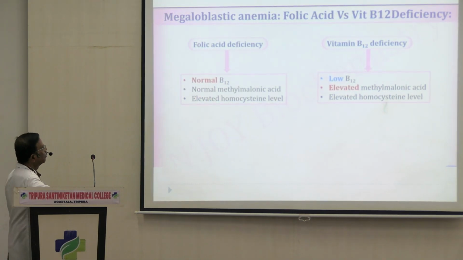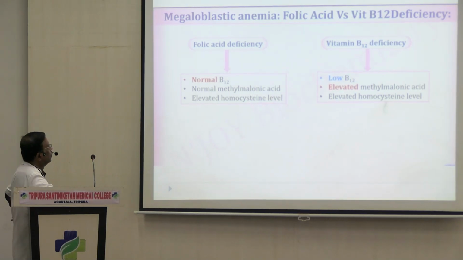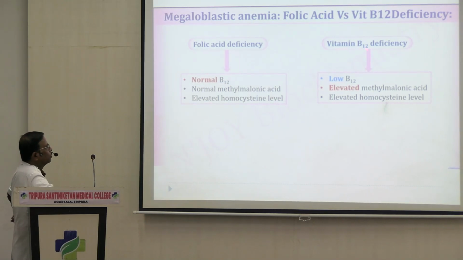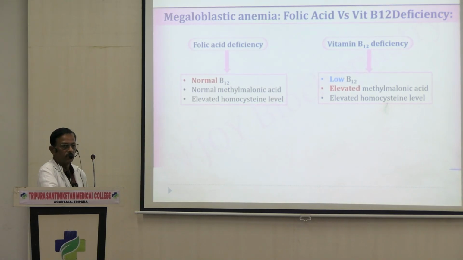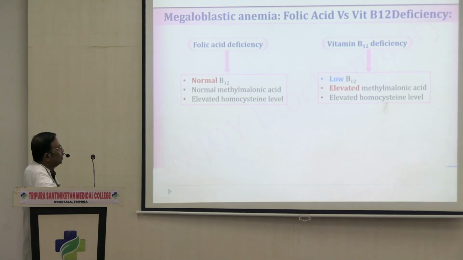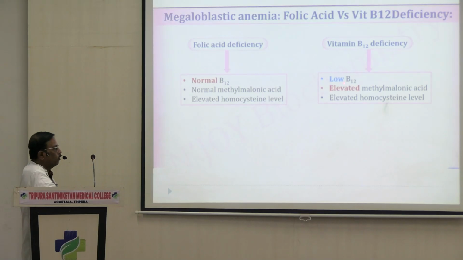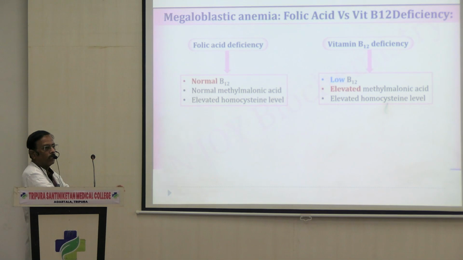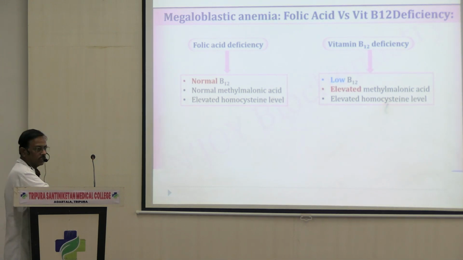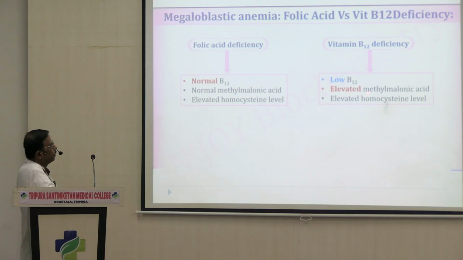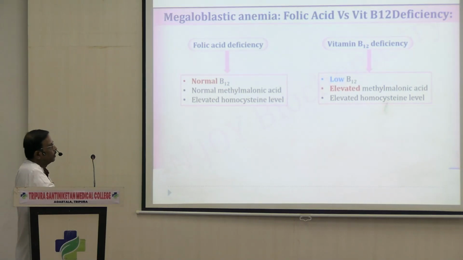Now, how do we differentiate anemia due to folic acid deficiency and anemia due to vitamin B12 deficiency? We have to differentiate. In case of folic acid deficiency, there will be normal B12. In case of vitamin B12 deficiency, there will be low B12. So, in folic acid deficiency, we estimate vitamin B12. If it is normal, then deficiency of folic acid is there. Normal methylmalonic acid in case of folic acid deficiency, and elevated methylmalonic acid in case of vitamin B12 deficiency.